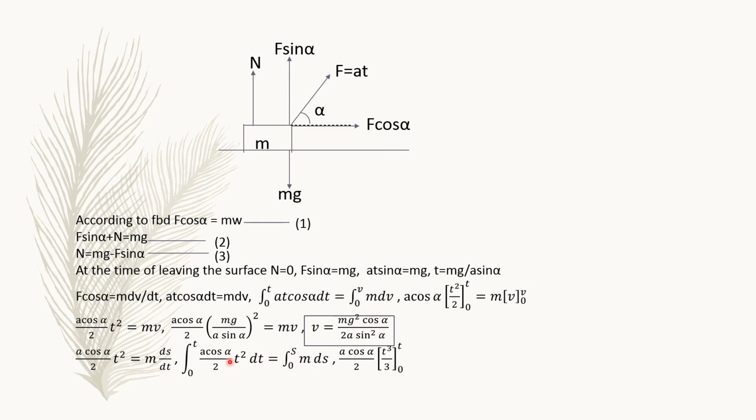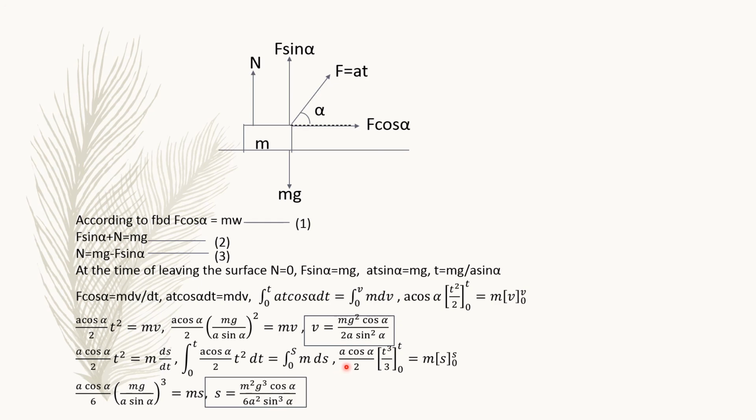Integrate this equation. The limit is from 0 to t on this side and from 0 to s on this side. That is, when time t is equal to 0, this body is at rest and the distance travelled is 0, and let us say in time t it has travelled distance s. By integrating, a cos alpha divided by 2 is constant, so we can take it outside. The integration of t square dt is t cube divided by 3, with limit from 0 to t, is equal to m into the integration of ds, which is s, with limit from 0 to s.